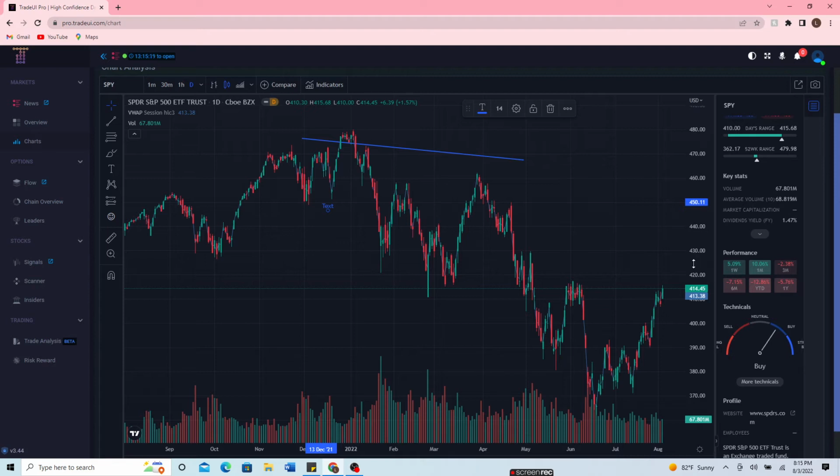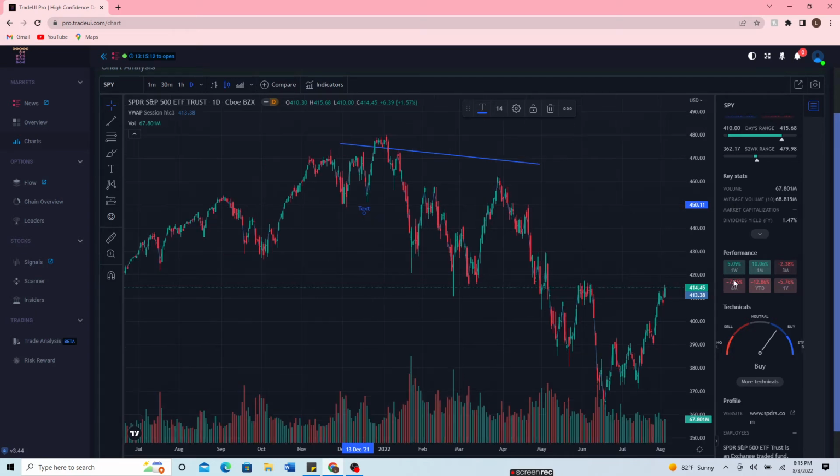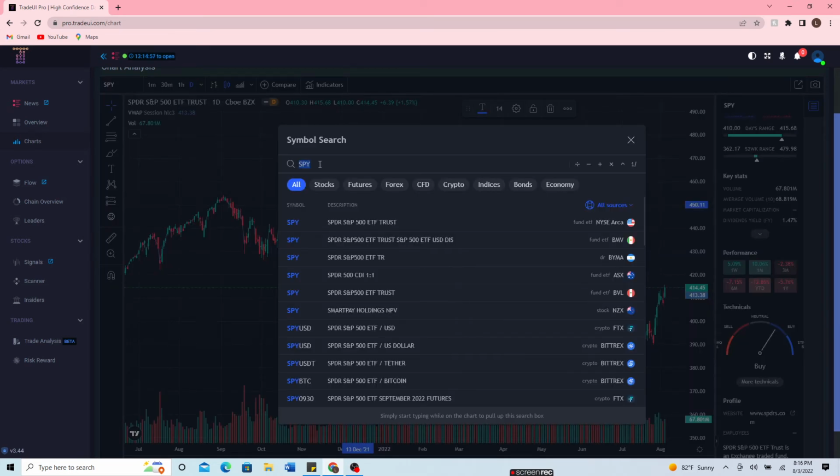It'll give you the key stats such as the volume, the average volume, the market cap, the dividend percentage. It'll give you how it performed over the week, the month, 3 months, all the way down to the year. And it also brings the VIX, and it corresponds to the VIX to see if people are currently buying or selling this particular stock.